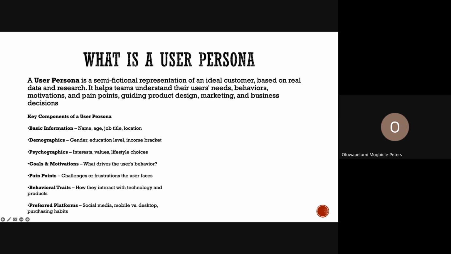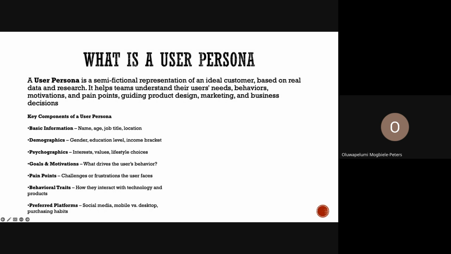So what are the key components of a user persona? If you are creating a persona, what are the key things that must be in the persona? What are the key things that will show in the persona? What are the important things that the persona must show?